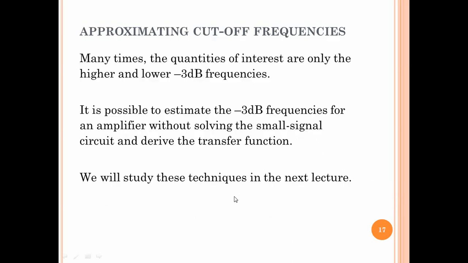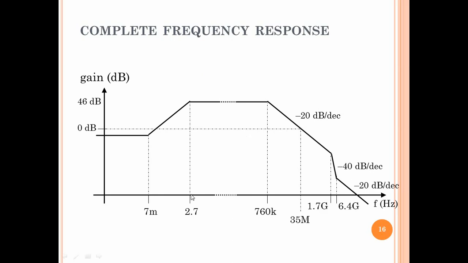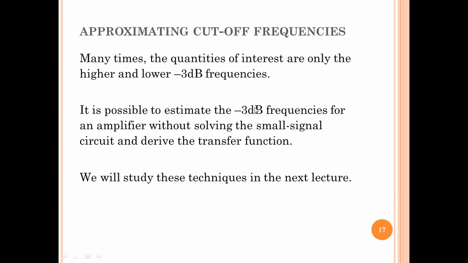All right. Now it turns out that many times the quantity of interest for our amplifier is just to find the -3 dB frequencies, the higher and the lower 3 dB cutoff frequencies. So often all we want to know is this frequency and this frequency, because beyond these frequencies the gain starts falling. And it turns out that it is possible to estimate these frequencies without solving the small signal circuit.